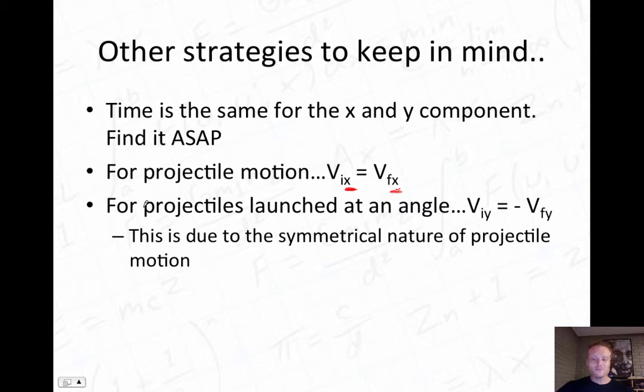For projectiles launched at an angle, the initial velocity in the y direction will be the same as the final velocity in the y direction, except with an opposite sign at the same point. This sounds kind of confusing, but let's say I throw a ball, and the initial velocity in the y direction is, I don't know, 10 meters per second. And this ball follows this kind of path. If I drew this perfectly, at this opposite point over here, what is the final velocity in the y direction? Well, it's just negative 10 meters per second. That's due to the symmetrical nature of projectile motion. There's some symmetry here, and because of that, the initial velocity in the y direction is 10 meters per second, and then the final velocity at the opposite side at the same height is negative 10 meters per second. So these are just some things to keep in mind.